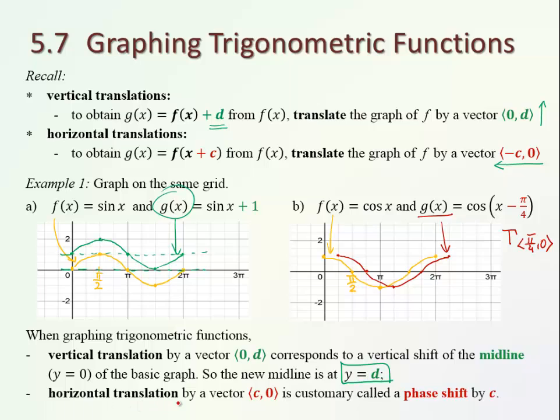If we analyze horizontal translation though, then the translation by a vector (c, 0) corresponds to something that is called phase shift by a constant c. So in our case, c was actually pi quarter. So the phase shift takes opposite sign to the number that you see in the bracket. And this phase shift in this example was visible here. We moved the original graph by pi quarter to the right. All the points pi quarter to the right.